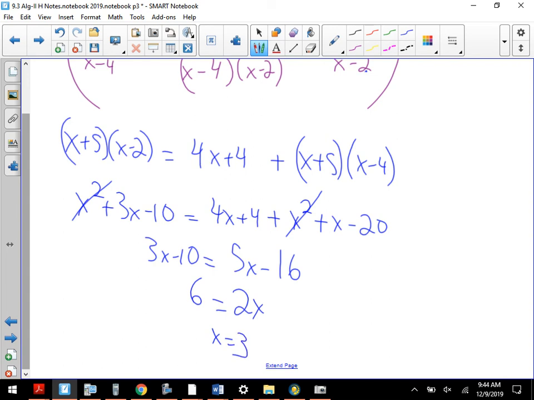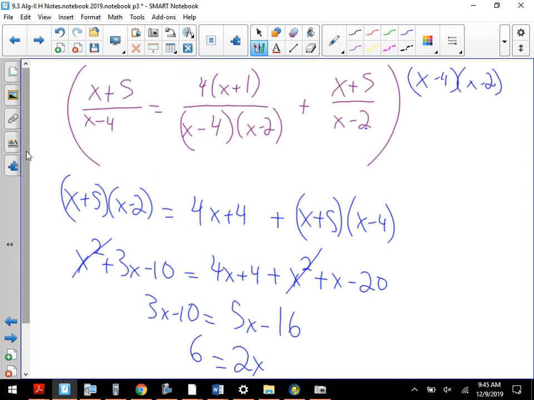Is that a restricted value for this problem? No. So we should be good. Can it be 3? The restricted values here, what gives you asymptotes? It gives you asymptotes here, we have 4 and 2. So if I get 4 or 2, I know it can't work. Those are your restricted values. They're an answer, but they're not an answer.